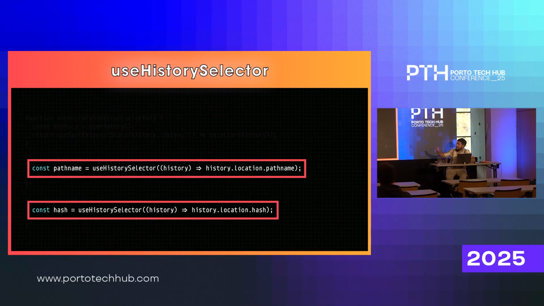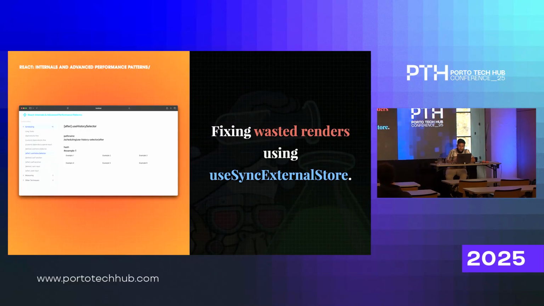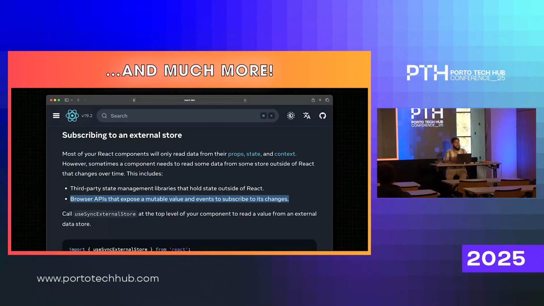So yes, this is what it looks like. We already talked about it. We already fixed it. And if you check the documentation, and this is the current documentation, by the way, you can see it's at the 19.2 branch. When they are talking about useSyncExternalStore, they describe it as a way to subscribe to any external store.